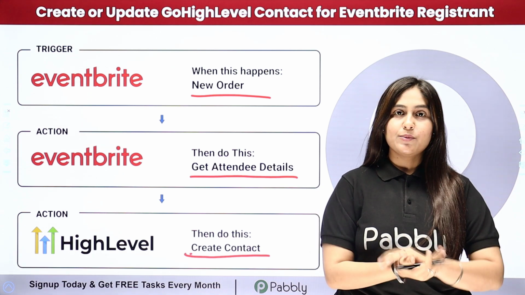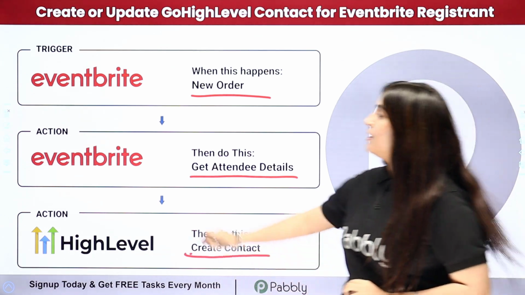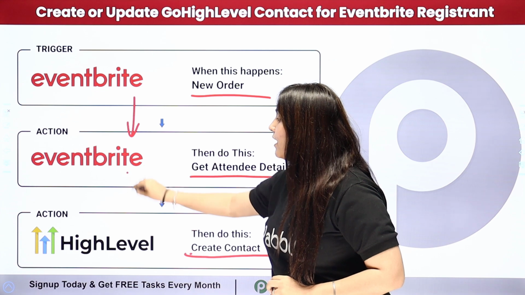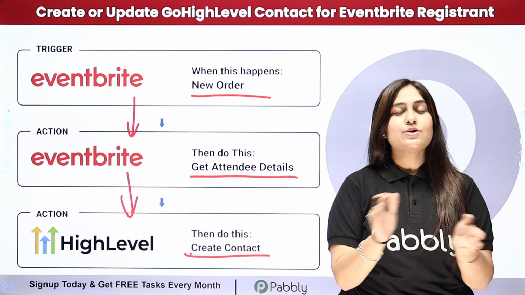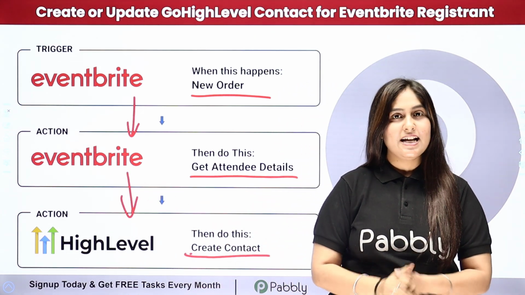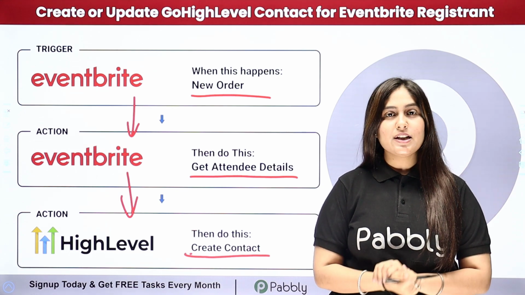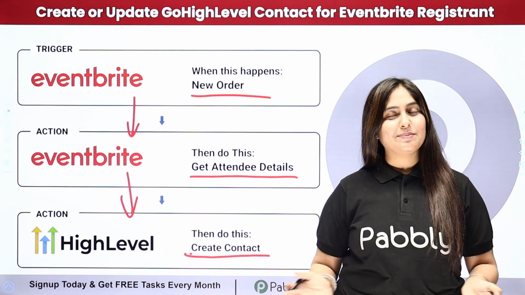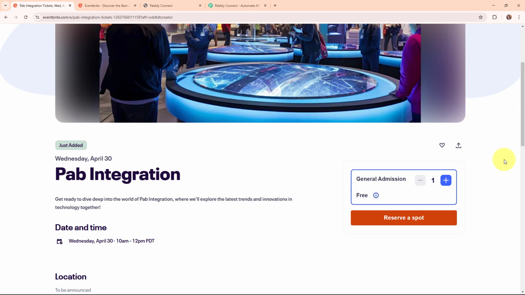So now to automate the entire process, I need to connect my Eventbrite account with my GoHighLevel account using an automation software named Pabbly Connect. So to see the working of this automation and to learn this process step by step, let me take you to my screen. Welcome to my screen.